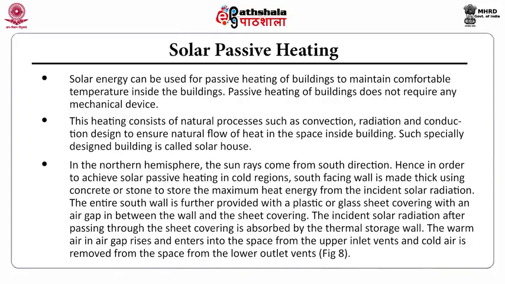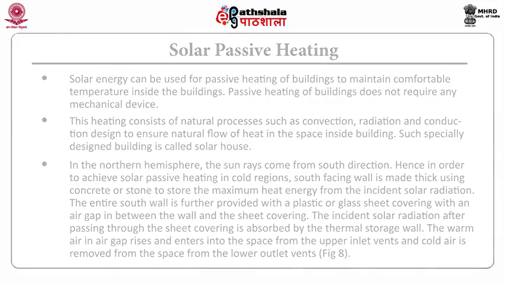The incident solar radiation, after passing through the sheet covering, is absorbed by the thermal storage wall. The warm air in the air gap rises and enters the space from the upper inlet vents, and cold air is removed from the space through the lower outlet vent. This is shown in the figure.